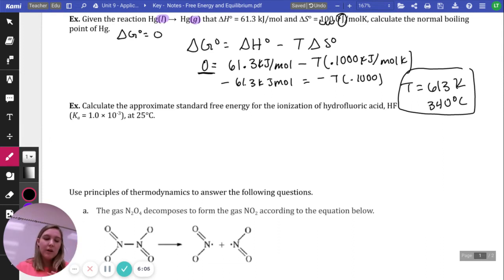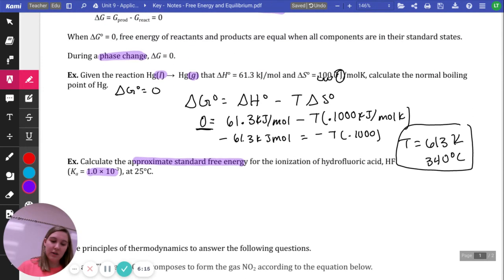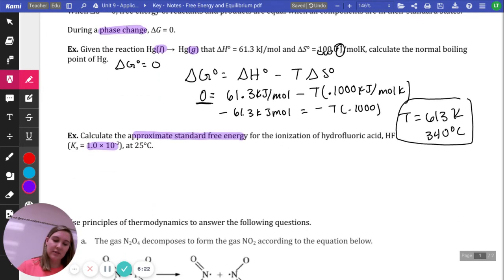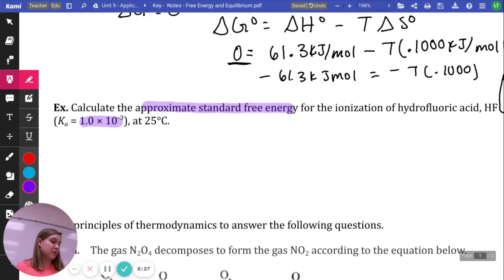We want to calculate the approximate standard free energy for the ionization of hydrofluoric acid, and we have our Ka value. Since we are given our Ka value, we are going to use that first equation that I talked about, that delta G is equal to negative RT times the natural log of K. And this equation is also on your formula chart.